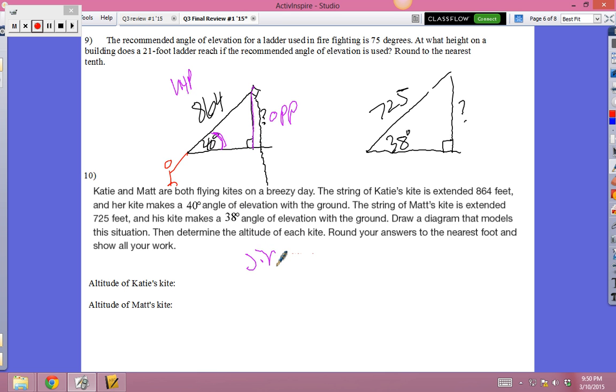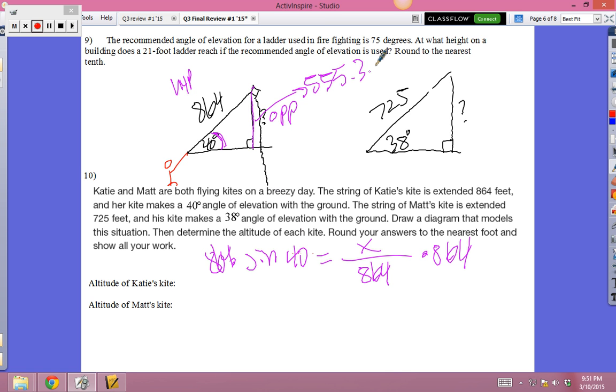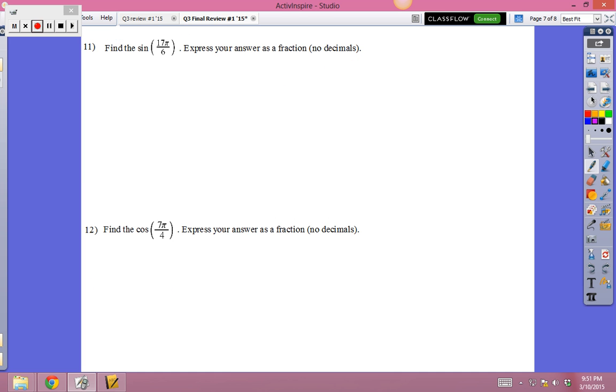So we're going to do the sine of 40 degrees, and that fraction is equal to x over 864. So times both sides by 864, 864 times sine of 40. And this height right here is 555 feet, 0.37. And I'm not going to do Matt's math. The math is the exact same. So label your triangle, figure out which trig you got to use, and then solve for x.